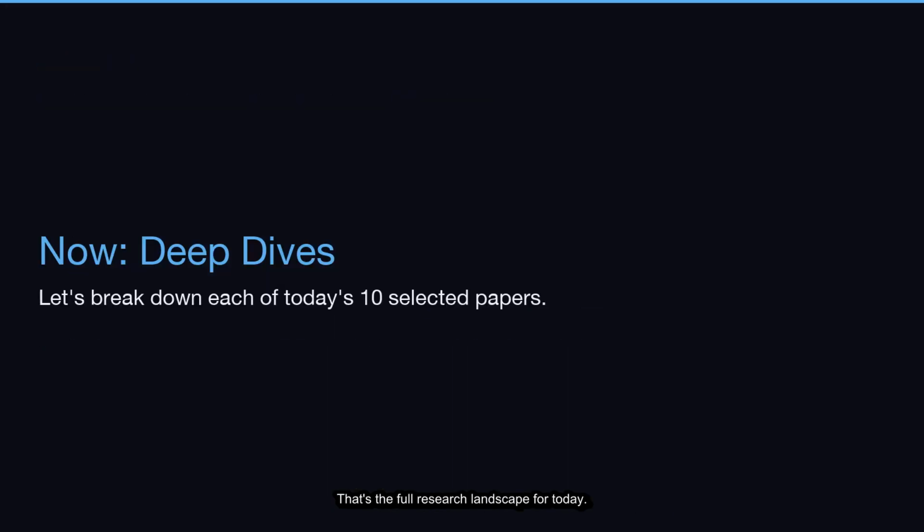That's the full research landscape for today. Remember, our number 1 paper, Efficient Hallucination Detection for LLMs Using Uncertainty-Aware, was already covered at the top. Now let's continue with papers 2 through 10, one by one.